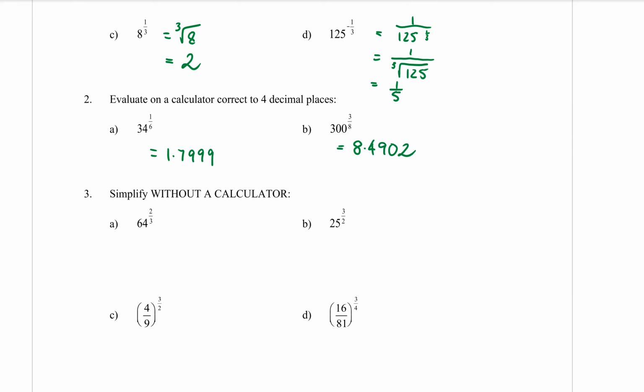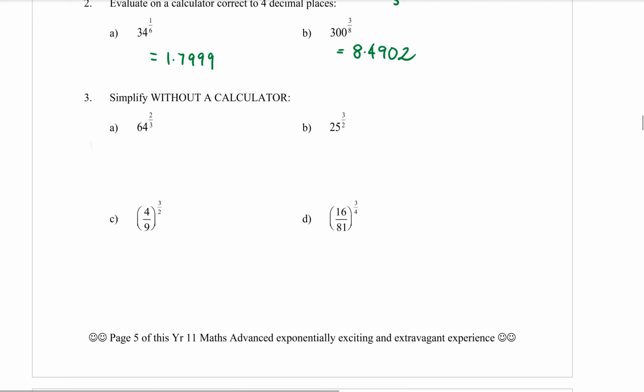Okay, question 3 says to simplify. It does say without a calculator. That means that you're showing how you're manipulating these, but you are still allowed to use your calculator for small multiplying things if you need to, okay? So 64 to the power of 2/3.